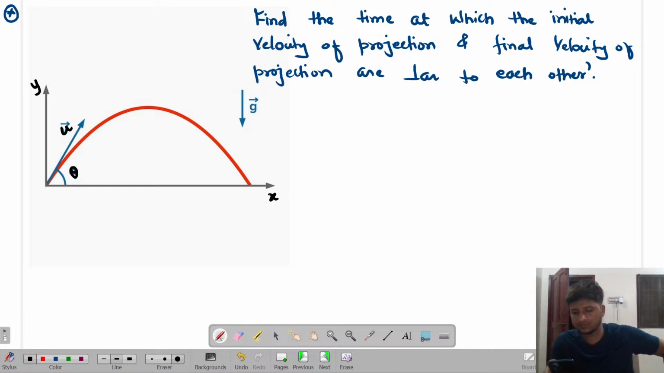Anyone? Find the time when the initial velocity of projection is perpendicular to the final velocity of projection. Tell me, that's a nice question. Raksha, any answer? 2u by g. Ojaswini, 2u by g. Confirm?